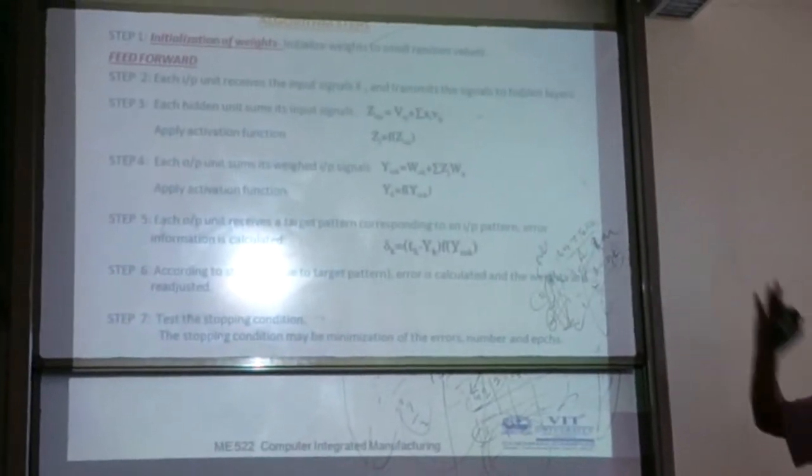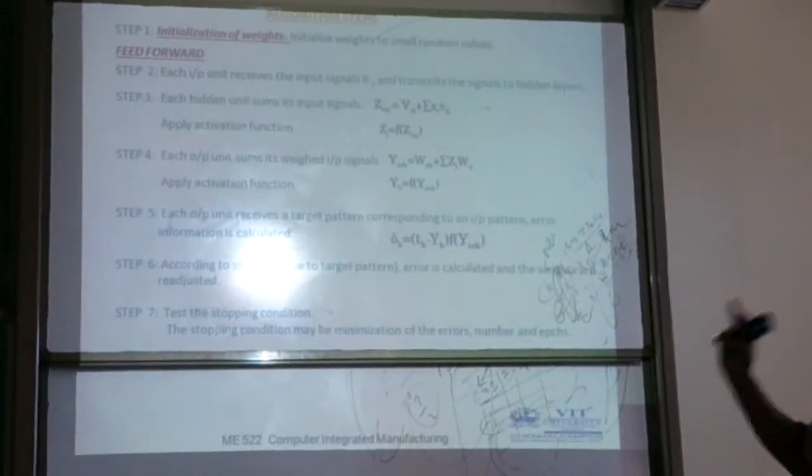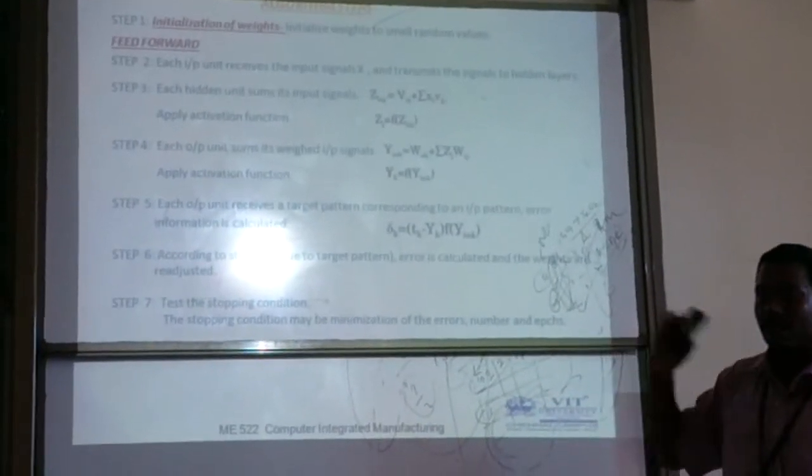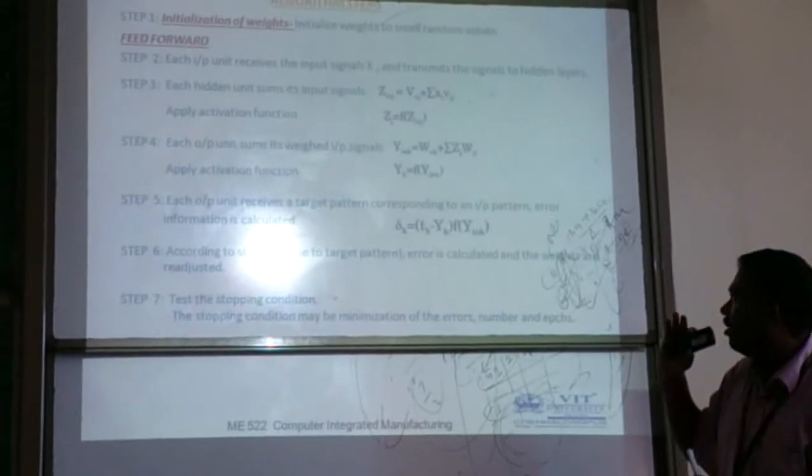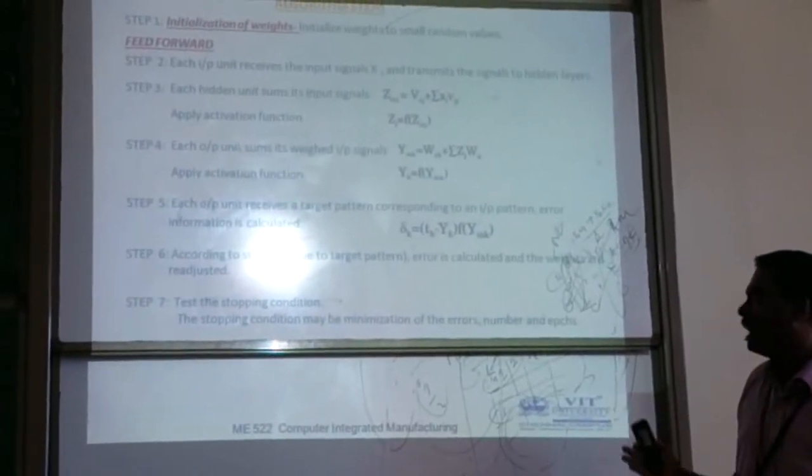Finally, you have to check the output. So you are getting the output, and you have to check the output with the target output. Each output unit receives a target pattern. We have some target pattern, and you have to compare it. If you have any error, what happens? Again you have to back propagate to minimize the error.